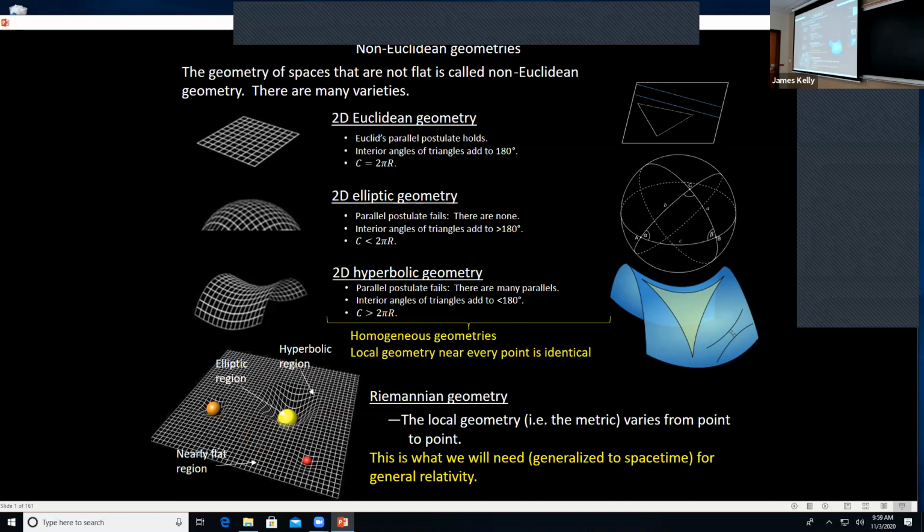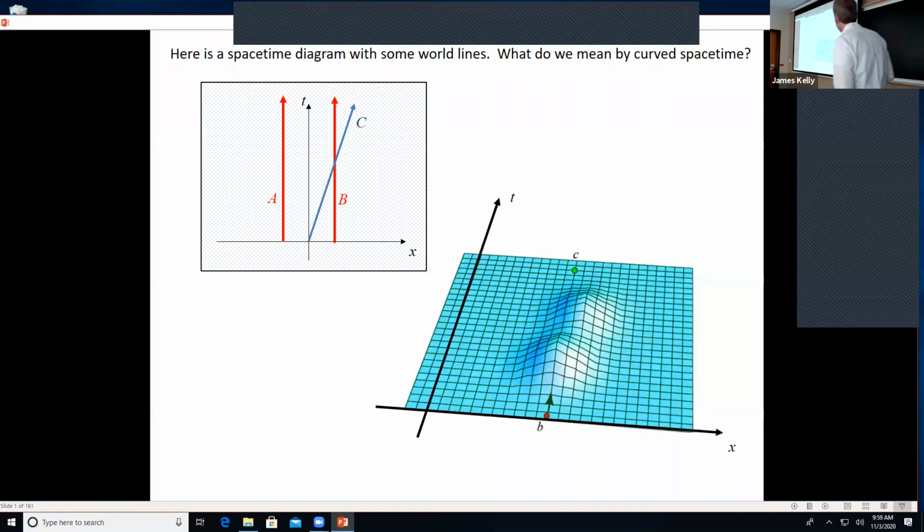And that generalized not to space, but to space-time. So we're going to be talking about a curved 4-dimensional space-time, but we're still going to visualize it as 2-dimensional because we really can't visualize anything better than that, and that is what we need for general relativity.